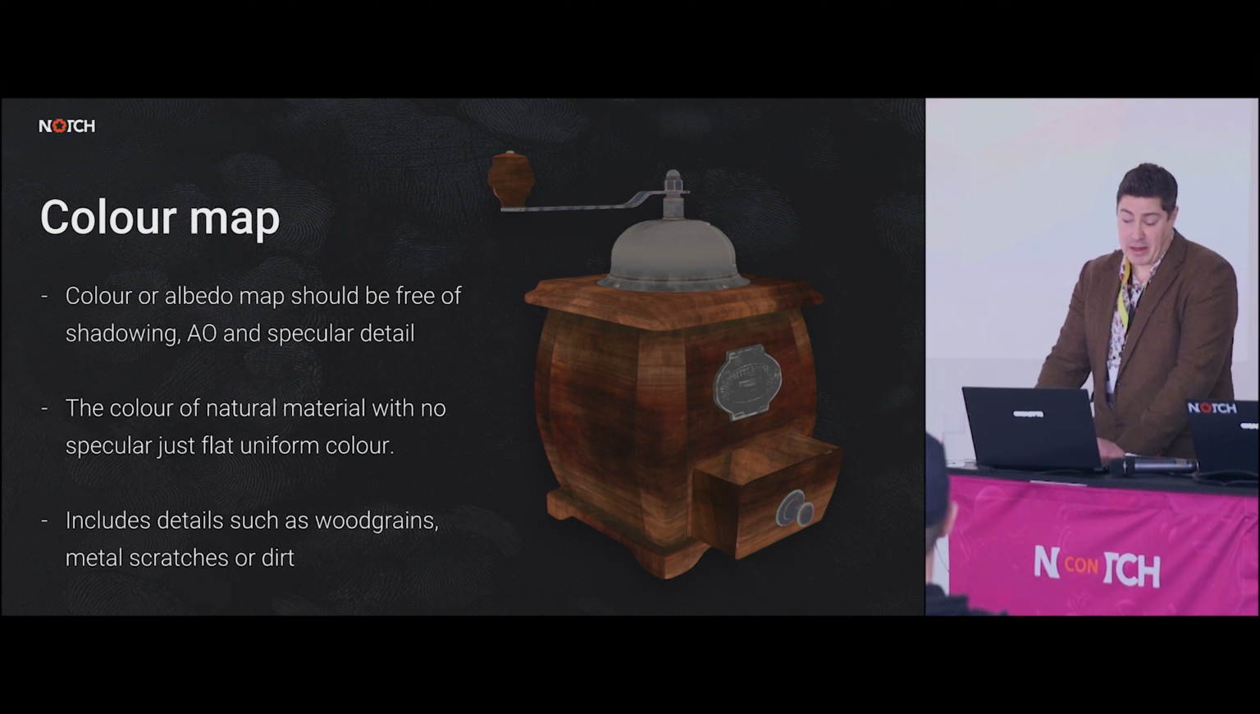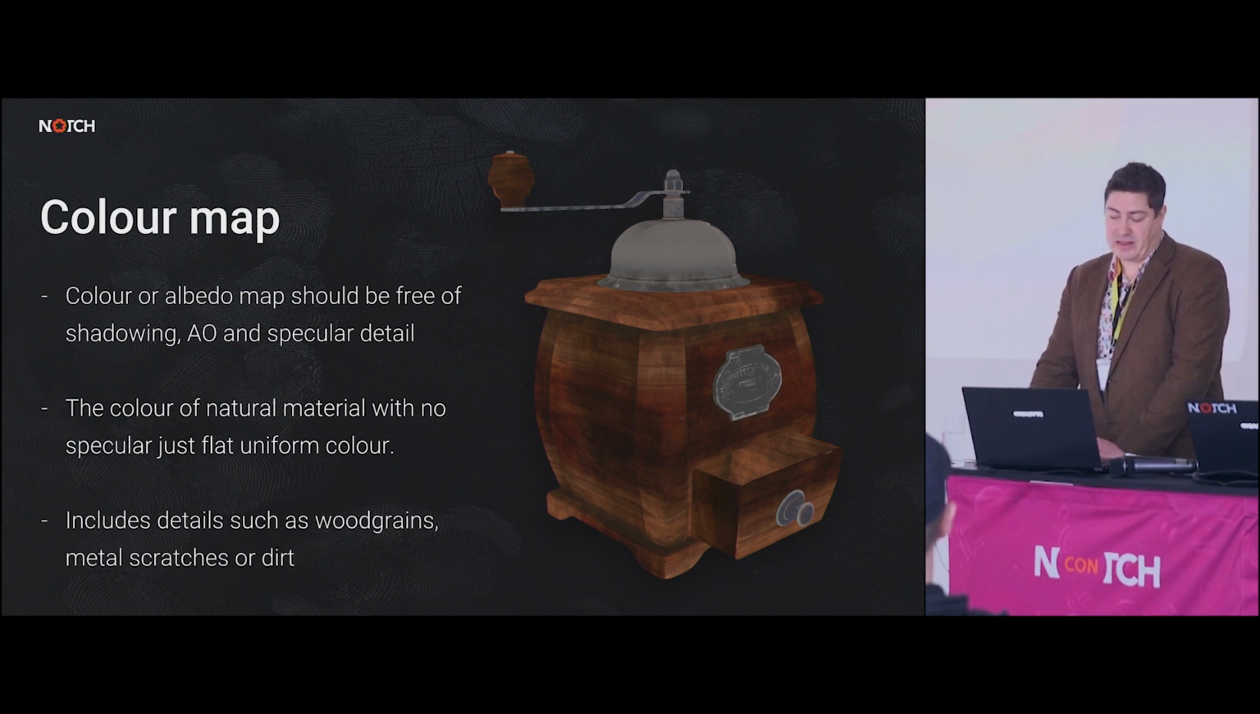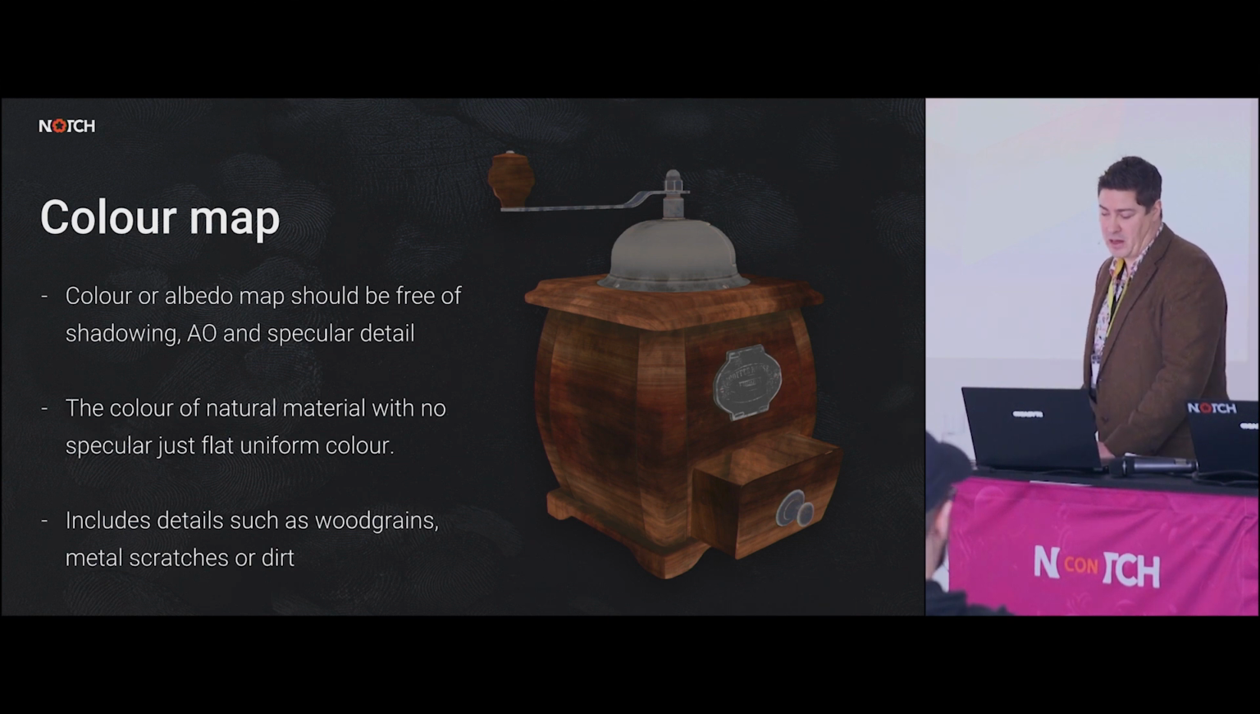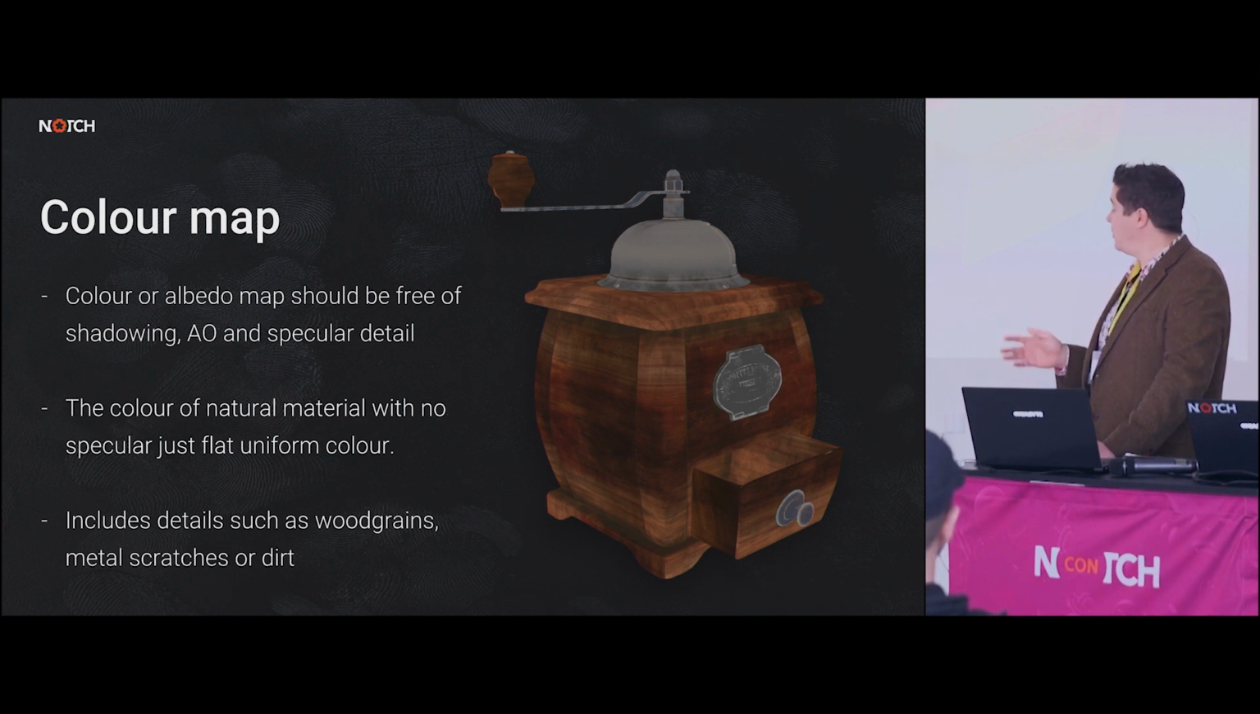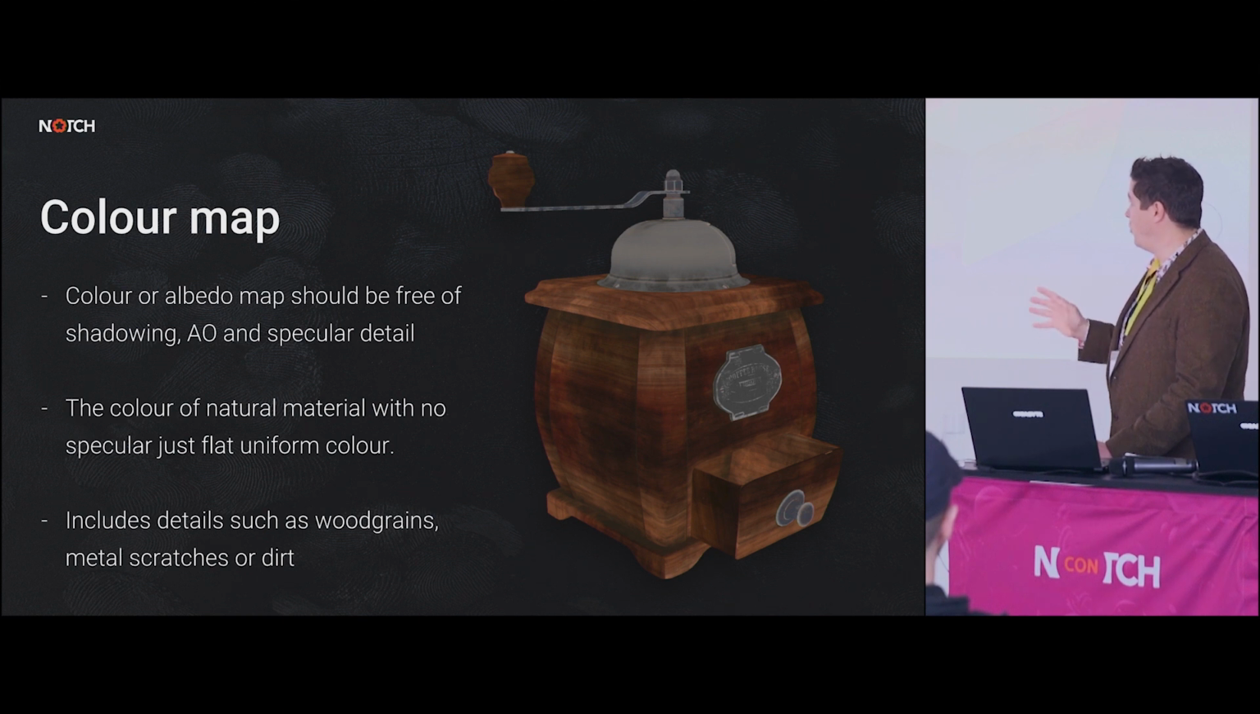So we're going to look at our color map next. So here's the color map, and this is on the coffee grinder model. It's important when you're producing a color map or an albedo map that it should be free of shadowing. It shouldn't have any specular highlights. It shouldn't have any ambient occlusion on it. It should be basically the raw material of what your material looks like.